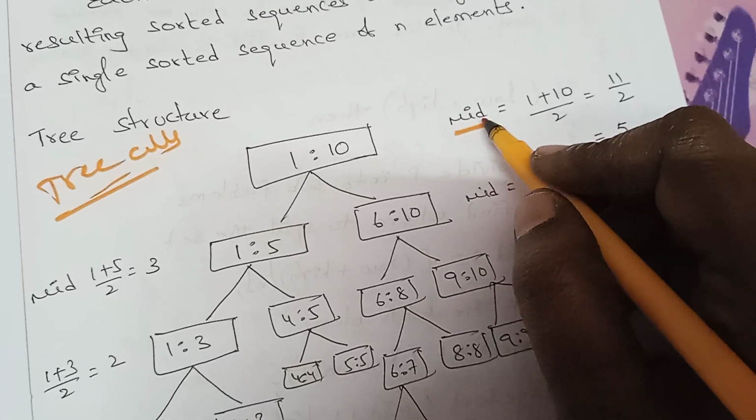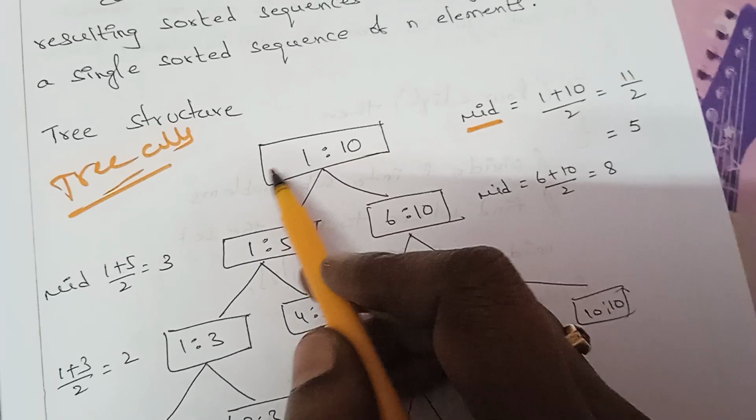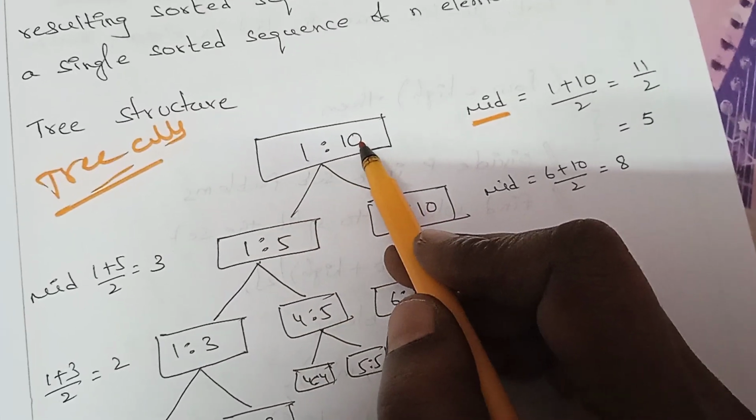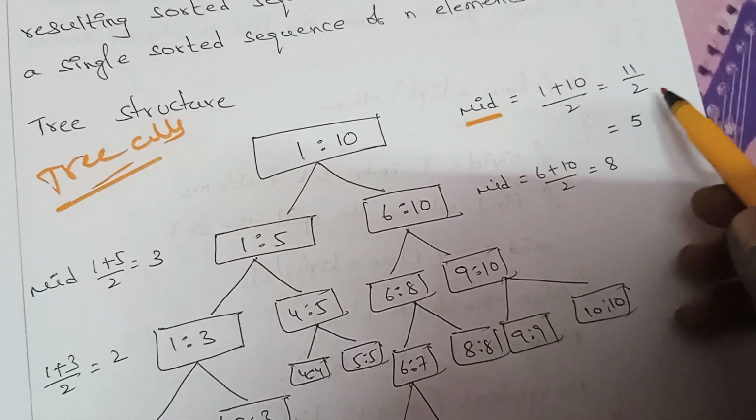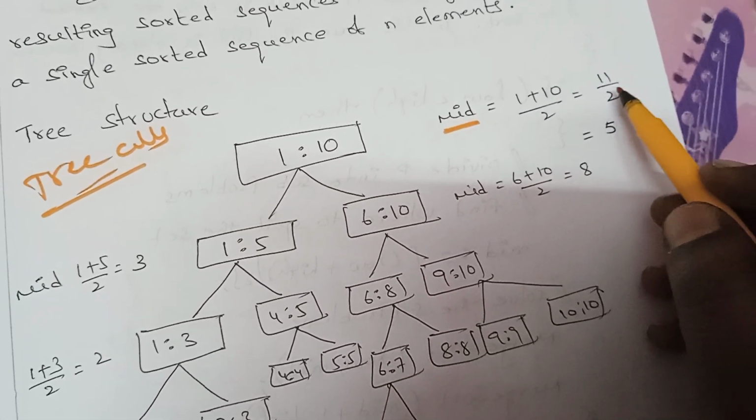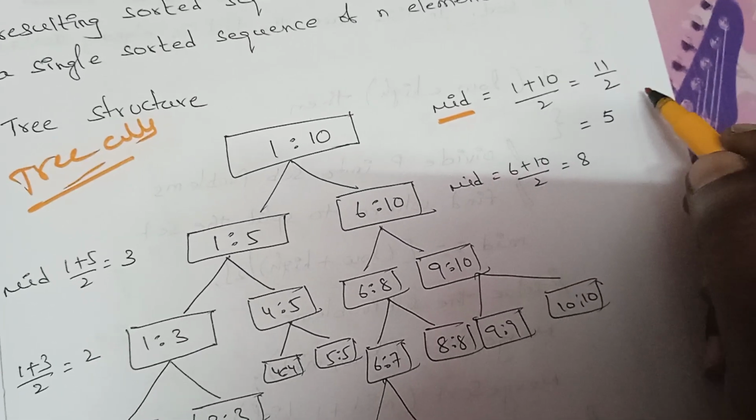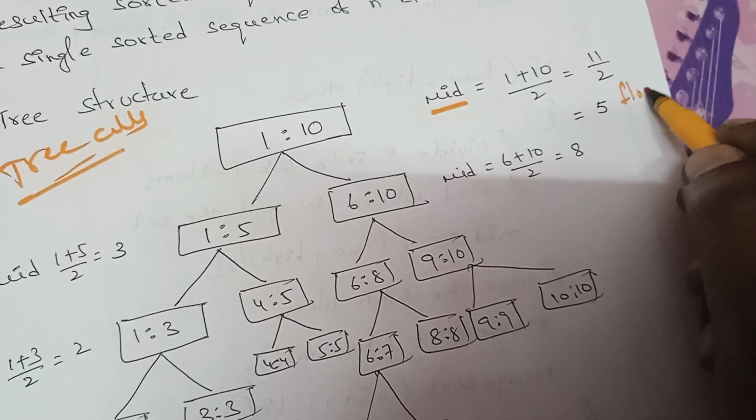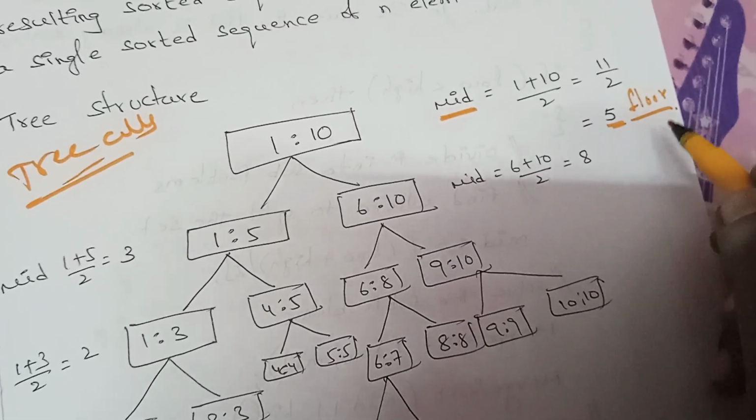How can the middle element be calculated? Low index plus high index by 2. What is the low index? 1. What is the high index? 10. 1 plus 10 by 2, that is 11 by 2, which is 5.5. I told you in the last video that we will be applying the floor function. The floor of 5.5 is 5.